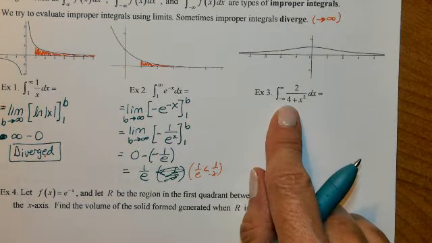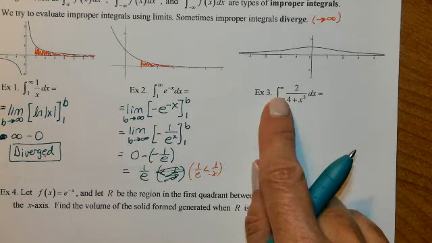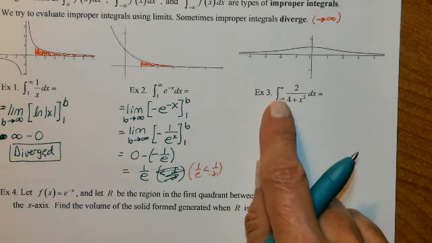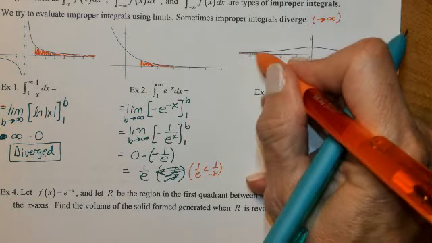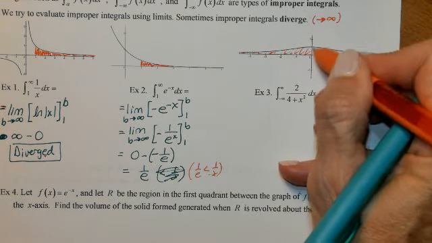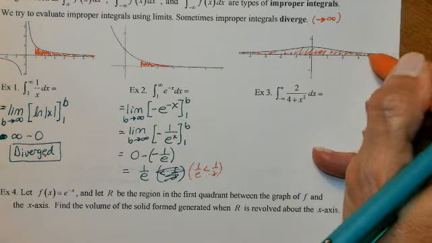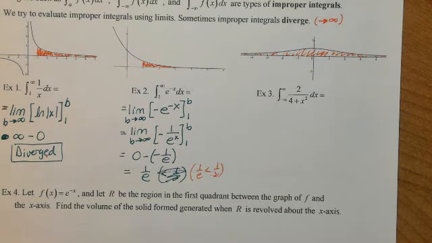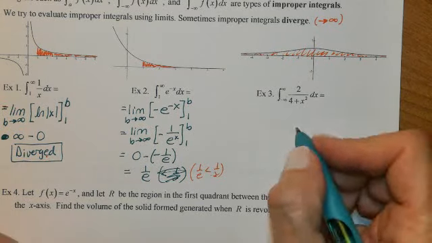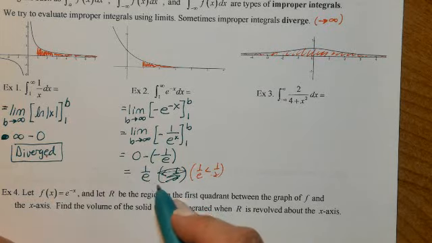Example 3. Here's our graph. Here's our function. It's the integral from negative infinity to infinity. So this time, our area is all of this. Right? All of that. So let's figure out, does it diverge or is it a number? I don't know. Let's find out.